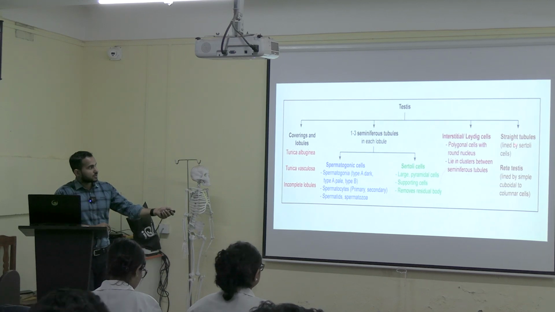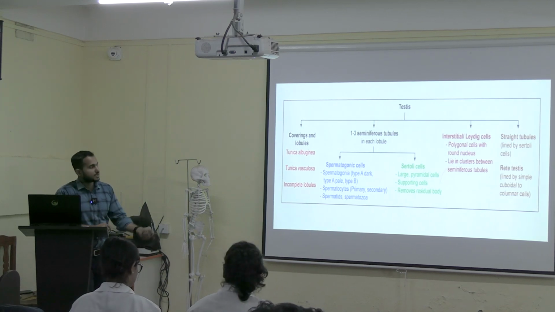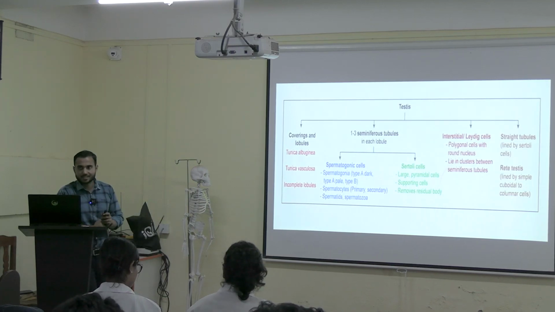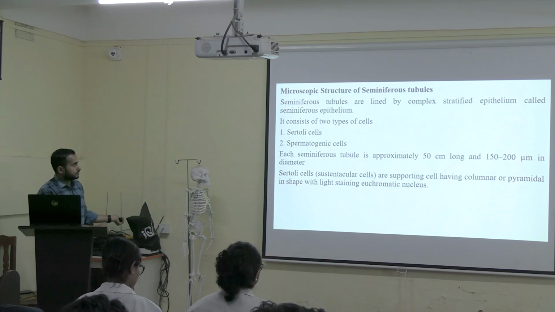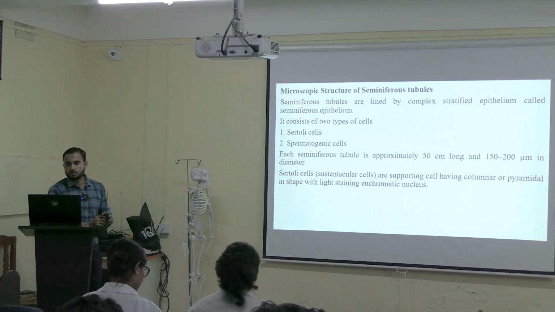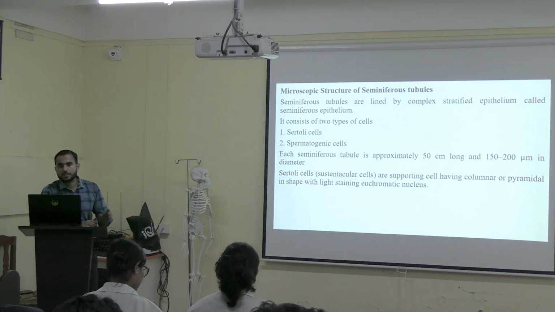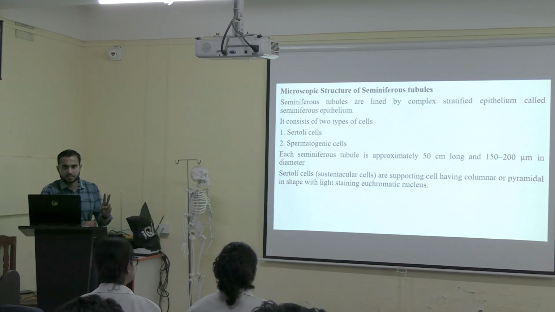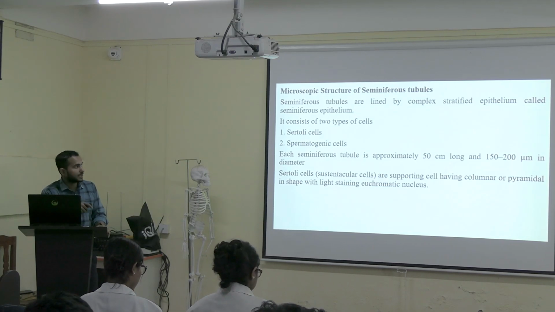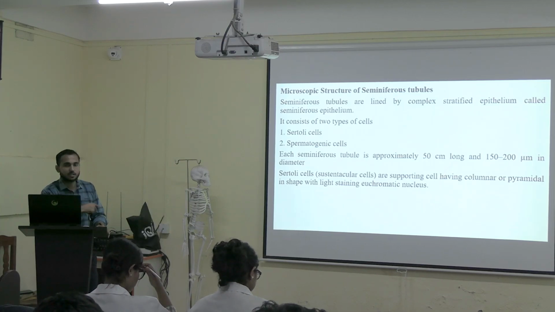Okay. Next, you can see the straight tubules and rete testis. So, straight tubules, inside this we are getting Sertoli cells, and in case of rete testis, it is lined by simple cuboidal and columnar cells. Now, the seminiferous tubule, inside the seminiferous tubule, how many types of cells are there? Only 2 types of cells are there. Okay. Now, if you see the cells, the appearance is complex stratified epithelium.